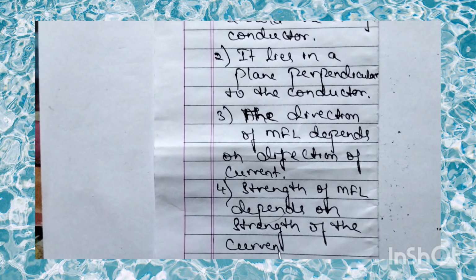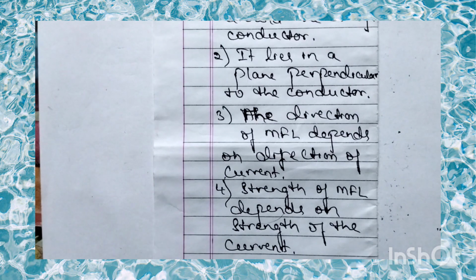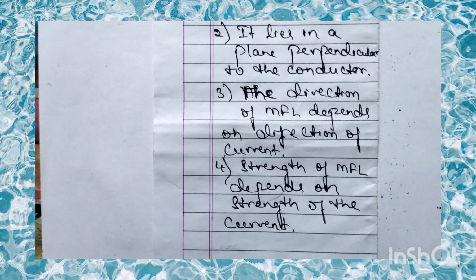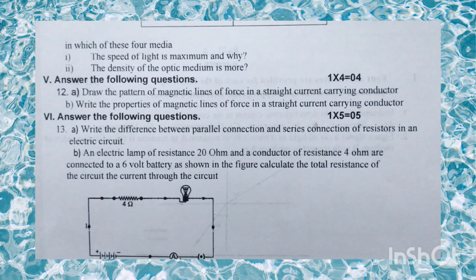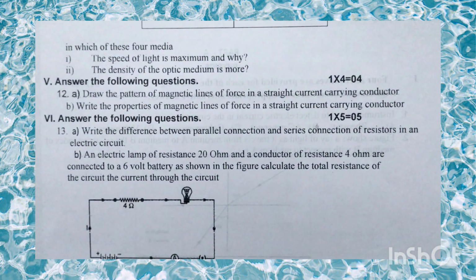So these are the four properties that you have to keep in mind regarding the properties of magnetic field lines around a current carrying straight conductor. So this is the answer for the 12th one. Now we are moving for the last topic of part A, physics of science model paper number 10. In that one, the 13th question is a 5 marks question. So write the difference between parallel connection and series connection of resistors in a circuit.